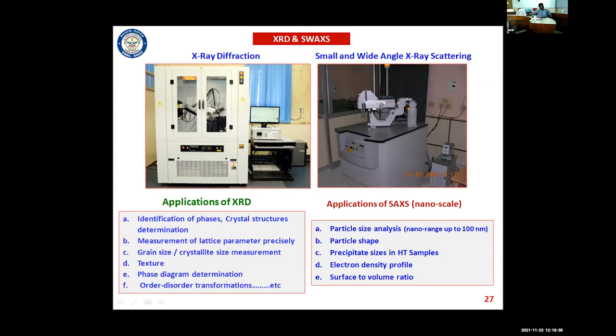So basically this XRD is a characterization tool on the atomic scale, whereas small angle X-ray scattering is on the nanoscale. So we can determine the particle size, shape, and distribution in the nano range, where you can determine up to 100 nanometers. You can also determine the particle shape, whether they are cylindrical, spherical, or lamellar. We can also determine the precipitates in the heat-treated sample which are in the nano range, and we can also find out the electron density profiles and the surface to volume distribution of the spherical particles.